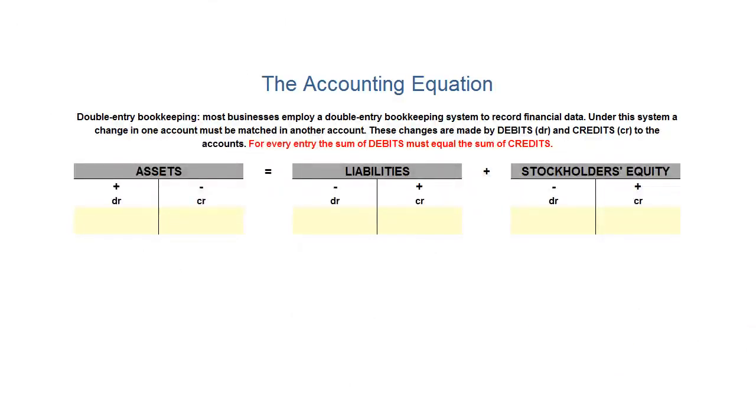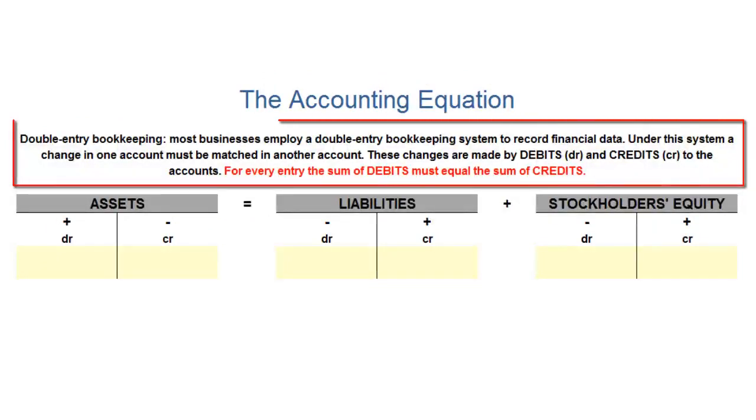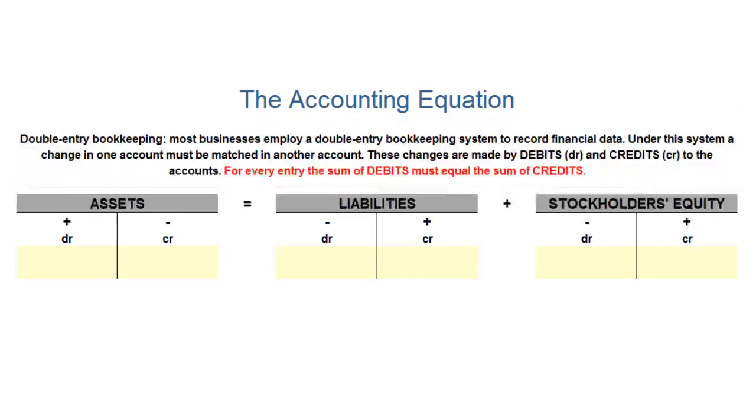So let's go back to the equation. Most companies maintain the accounting equation using a double-entry bookkeeping system to record financial data. Under this system, a change in one account must be matched in another account. These changes are made by debits and credits. And for every entry, the sum of debits must equal the sum of credits.